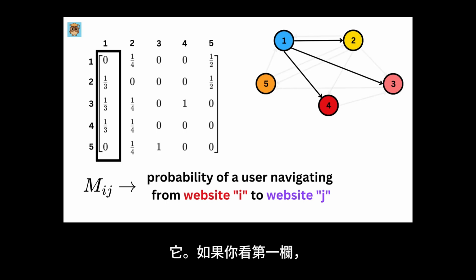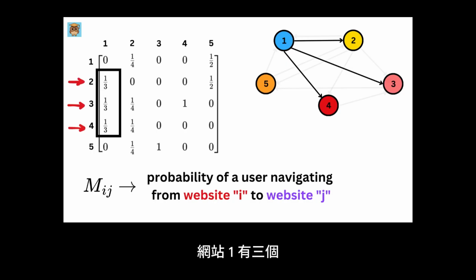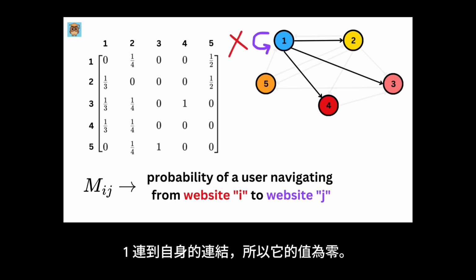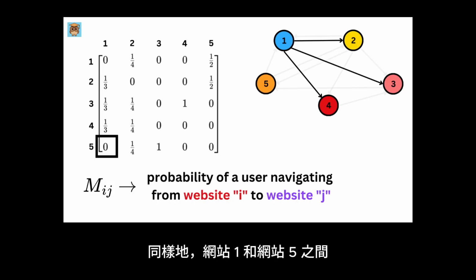If you look at the first column, there are 3 outgoing links in website 1, which goes to website 2, 3, and 4, and thus all of them have a value of 1 over 3, which means there is a 1/3 chance of the user navigating from website 1 to website 2 or 3 or 4. Since we do not have any link from 1 to itself, that is why it has a 0 value. Also, there is no outgoing link between website 1 and website 5, and thus this value is also 0.